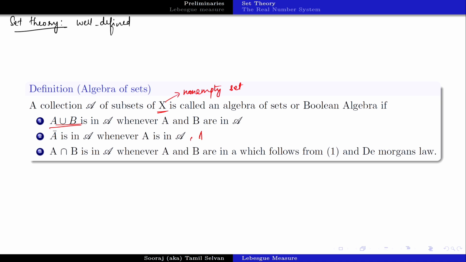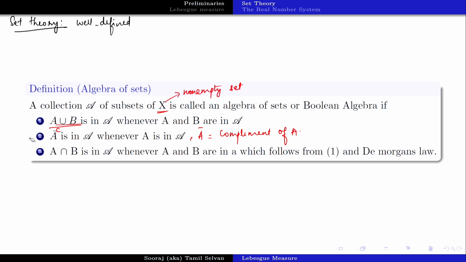Here, A bar represents the complement of A. If you don't want to write in this notation, you can simply write this as A complement in your usual notation as well, right? It is completely up to you. Okay, and the intersection must also be inside the collection itself. So here they have said that the third condition just follows from De Morgan's law and the first condition itself, right?